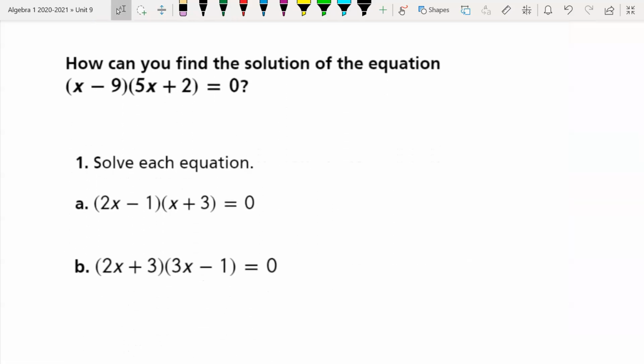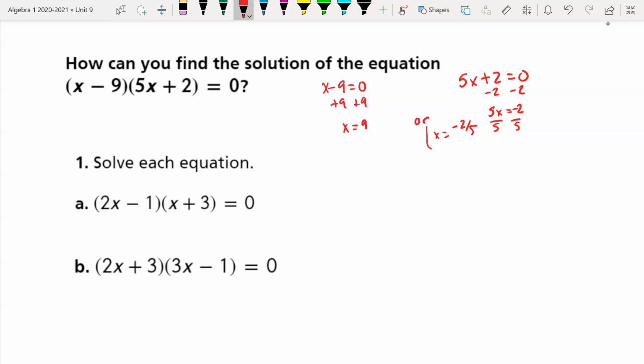So it says, how can you find the solution of the equation? We just talked about it. You just use the zero factor property. So I'm going to take x minus 9 and set it equal to 0. I'm going to take 5x plus 2 and set it equal to 0. So I get x equals 9, or x equals negative 2/5. So those are your two answers for the solution of the equation.